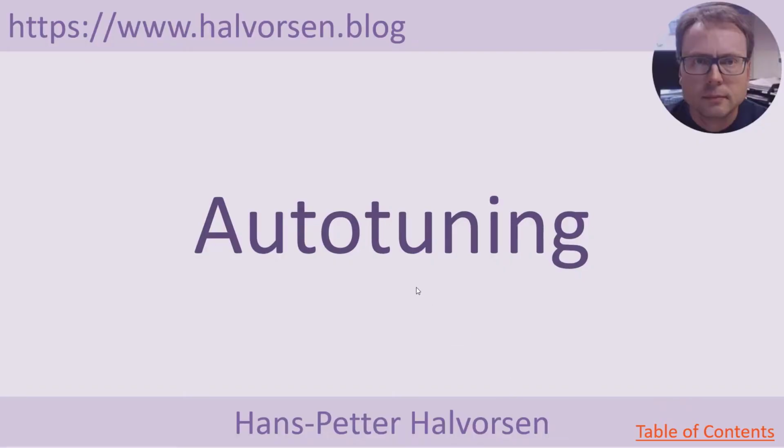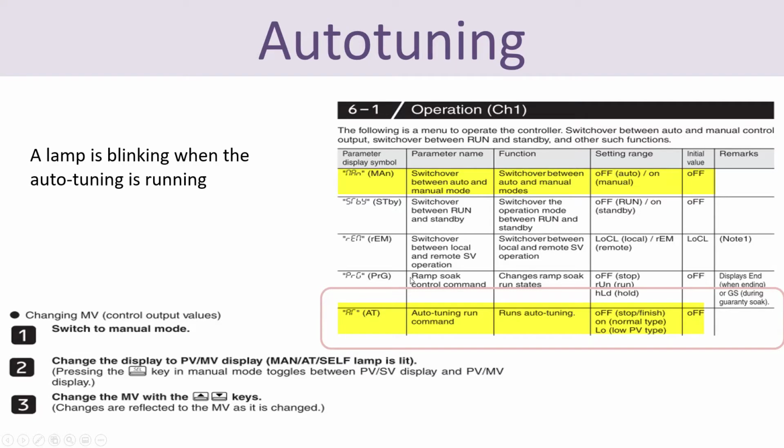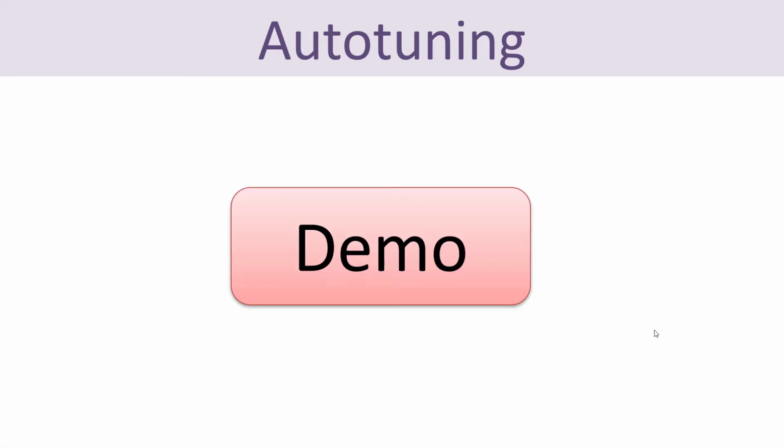The Fuji PXG5 PID controller also has a built-in auto-tuning feature that we should use. So you set the auto-tuning in channel number 1, and then you go to this AT for auto-tuning. Normally this is set to off, but when you set this value to on, the auto-tuning starts. Typically it takes a few minutes, and then it finds proper PID parameters automatically. So let's show how we can perform an auto-tuning using this Fuji PXG5 PID controller.